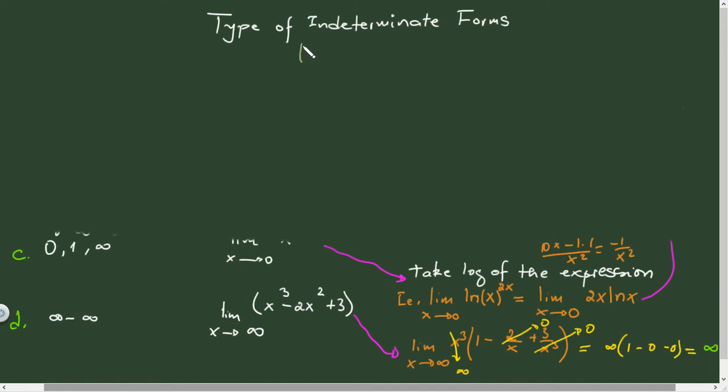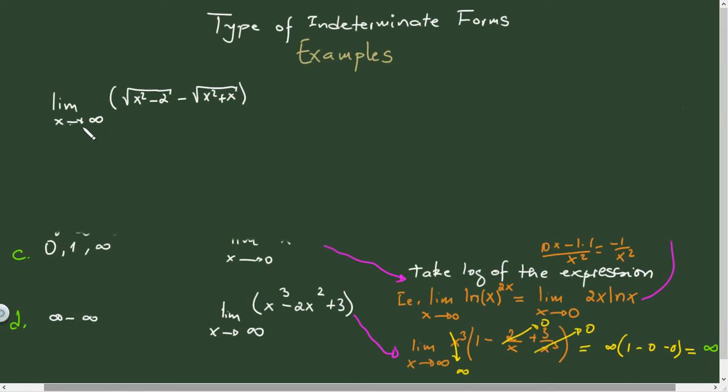Now we're gonna have a couple of examples about the type of indeterminate forms we did before. Our first example is finding the limit as x tends to infinity of the square root of x to the power of 2 minus 2, minus the square root of x to the power of 2 plus x, and then close the bracket.